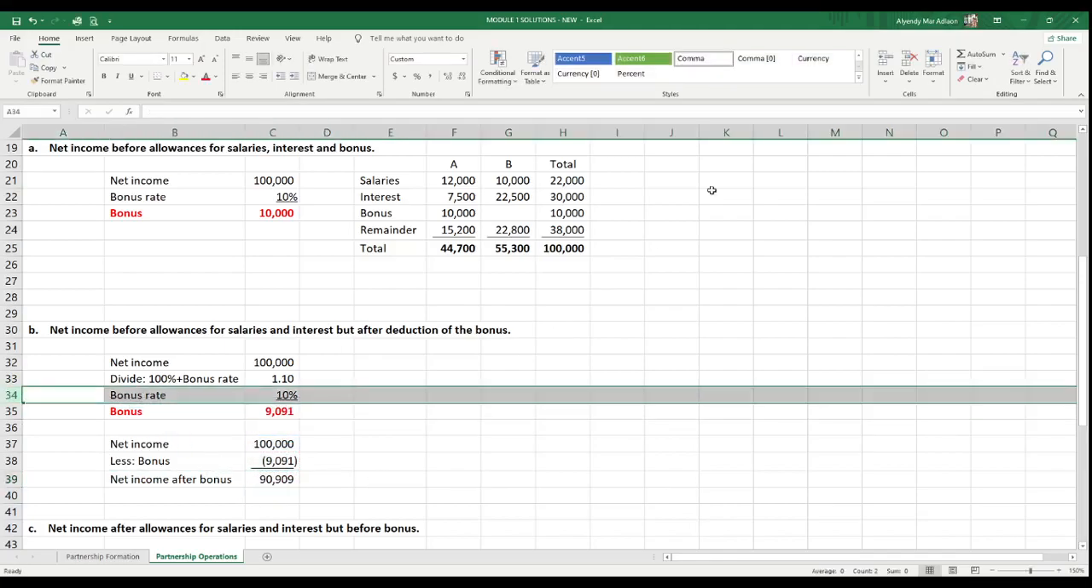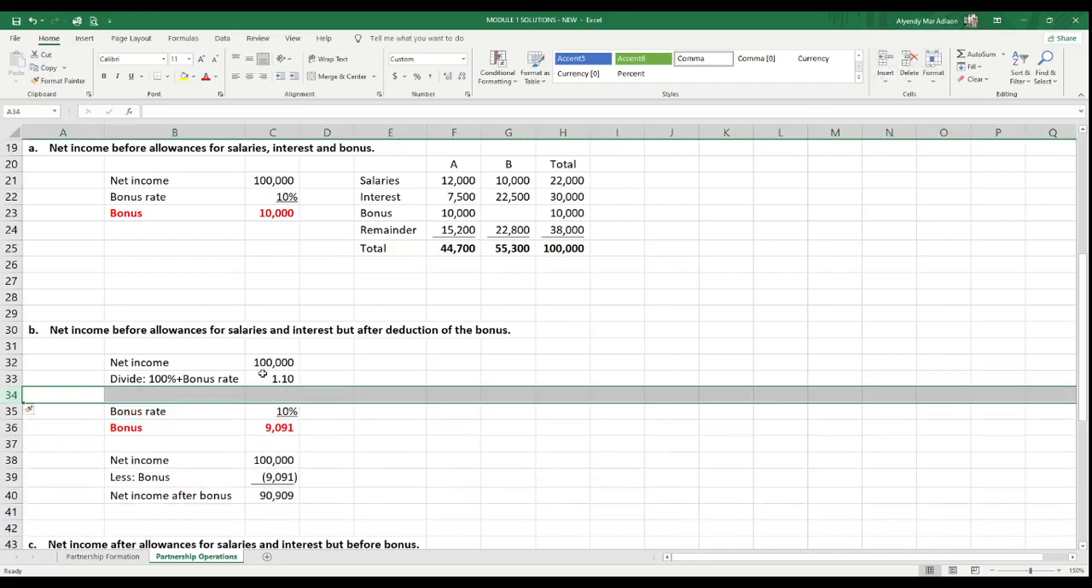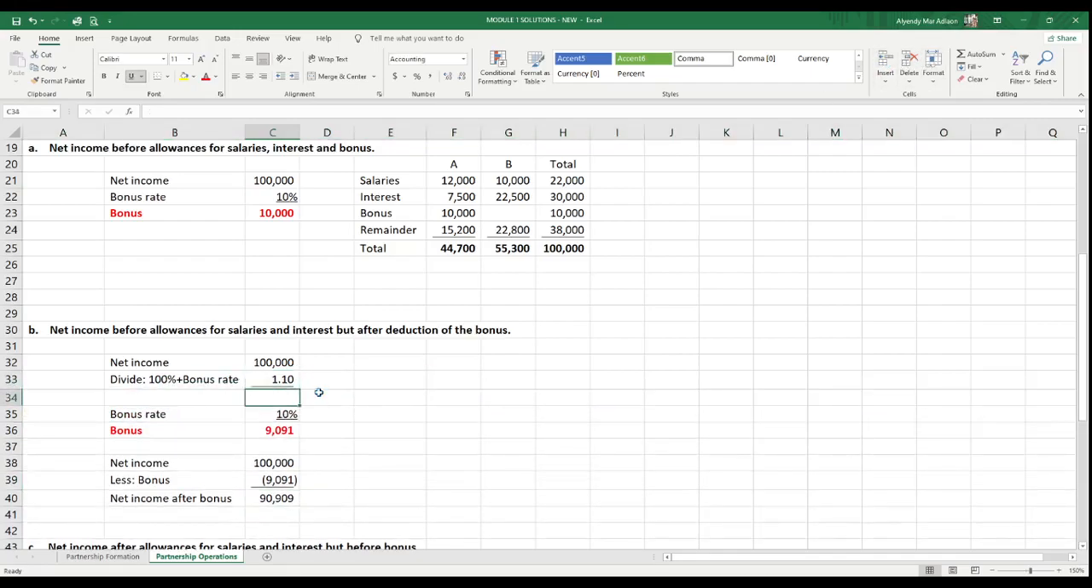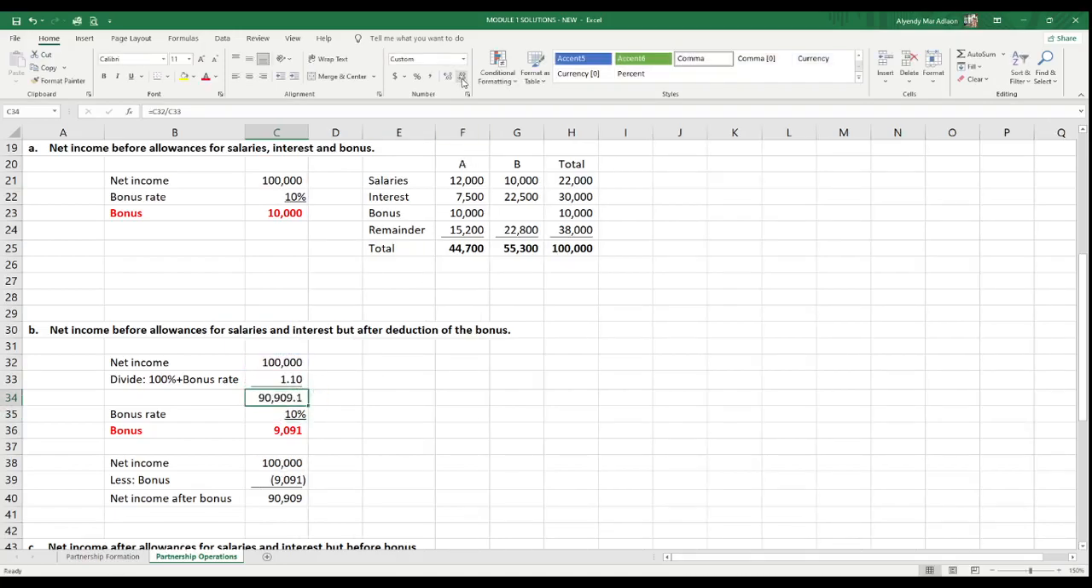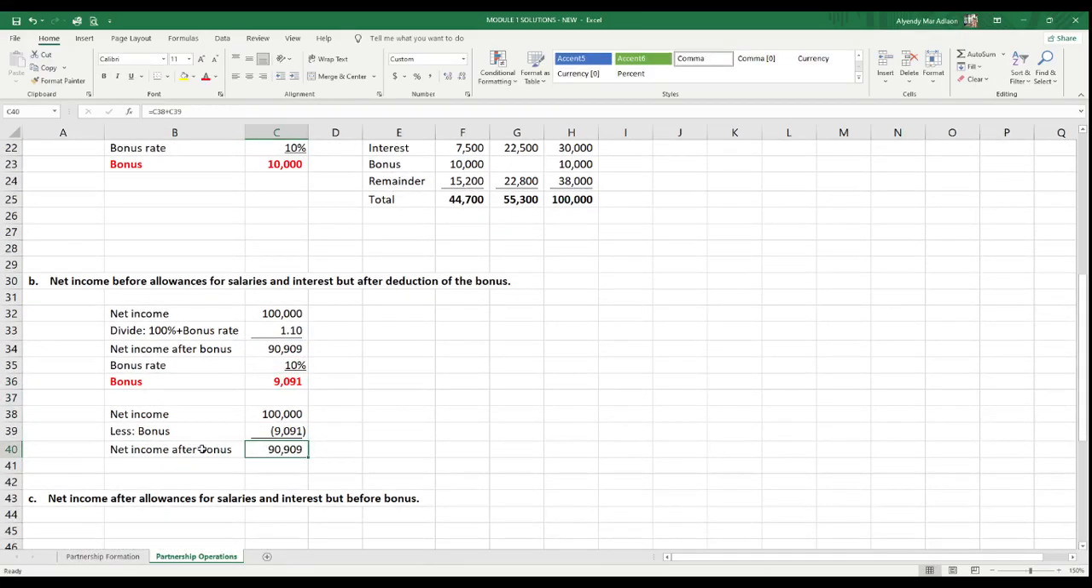So actually, that is also the amount if you get the quotient for this. We have 100,000 divided by 1.10, so you also get 90,909. So this is the net income after bonus. After that, you multiply 90,909 times 10%, so you get 9,091. So see, it was based on the net income after bonus. From this one, you then multiply it by 10%.